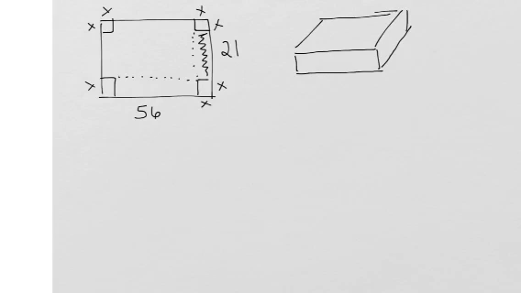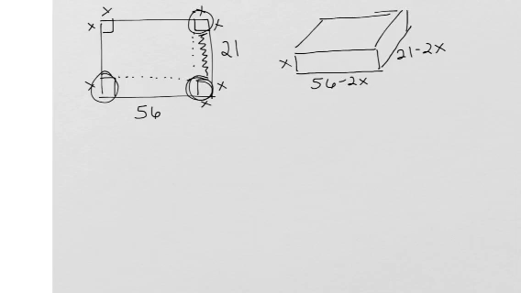That tells us that our length is 56 minus our left x and our right x, which is minus 2x. Our width is 21 minus our top x and our bottom x, which is minus 2x. And our height, like we previously explained, is x. So now we have a diagram that represents the situation.